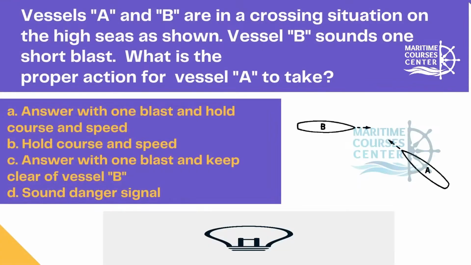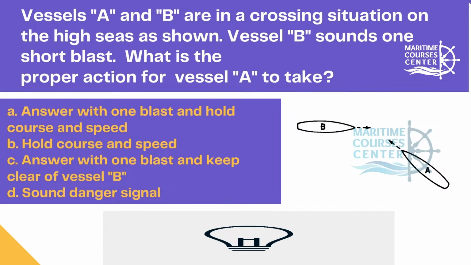Vessel A and Vessel B. We have here in this picture, as you can see, Vessel A and Vessel B. They are in a crossing situation on the high seas as shown. Vessel B sounds one short blast. What is the proper action for Vessel A to take? So as you can see here, they are in a crossing situation. Could you please think about what is the right answer?